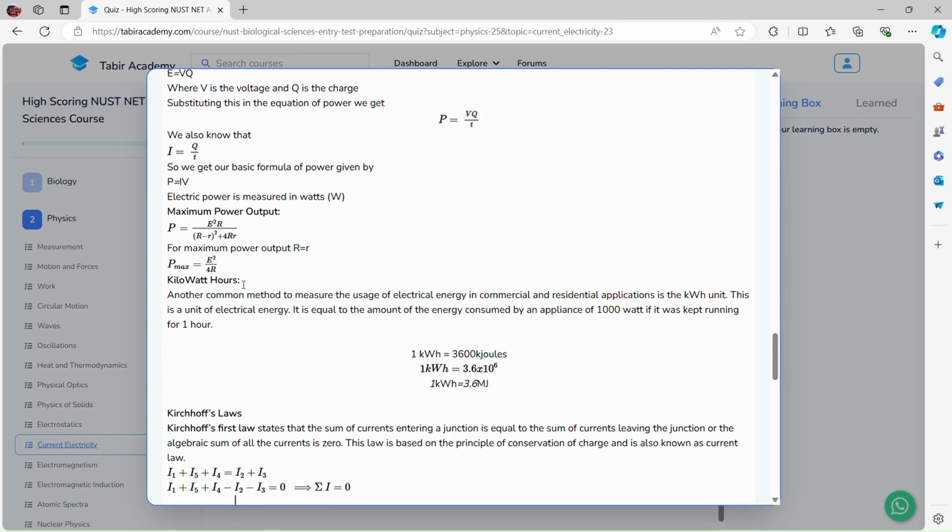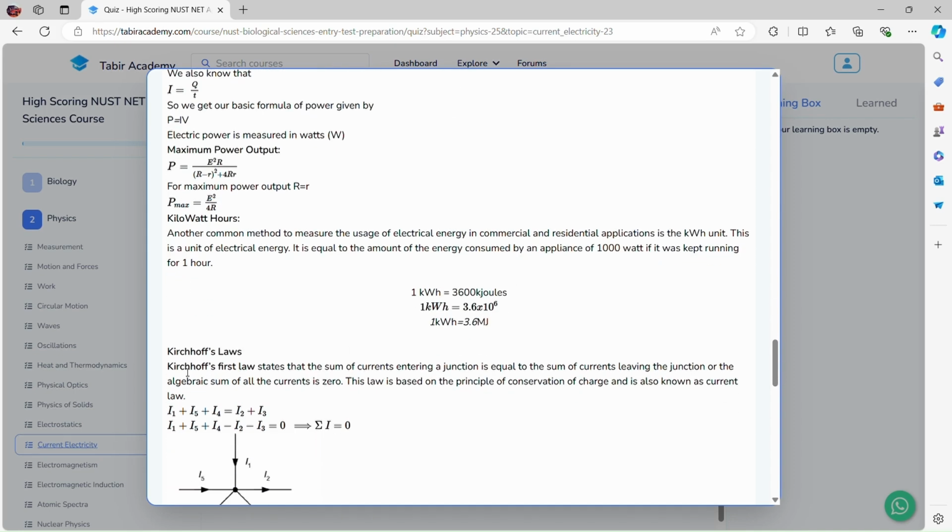Kilowatt hours. Another method to measure the usage of electrical energy in commercial and residential applications is the kilowatt hour unit. This is a unit of electrical energy. It is equal to the amount of energy consumed by an appliance of 1000 watts if it was kept running for 1 hour. 1 kilowatt hour equals 3600 kilojoules. 1 kilowatt hour equals 3.6 x 10 to the power 6 joules. 1 kilowatt hour equals 3.6 megajoules.